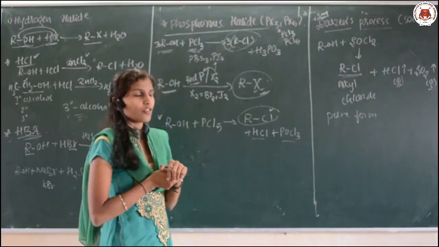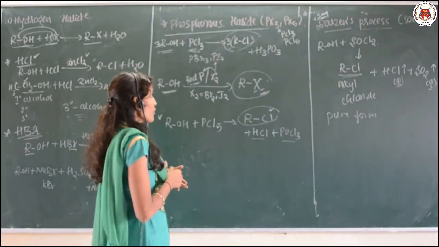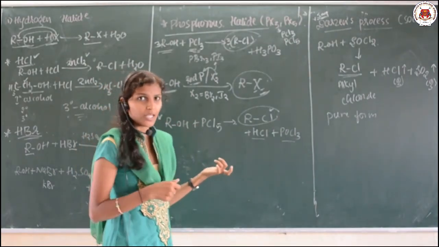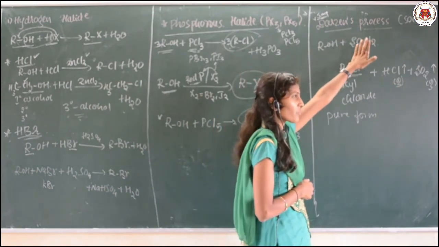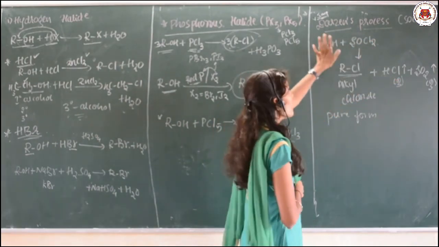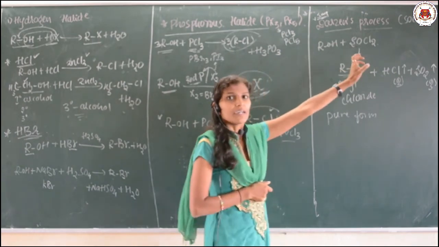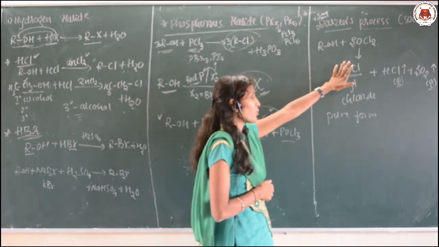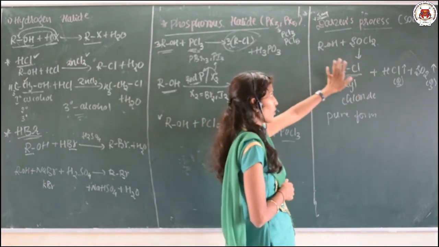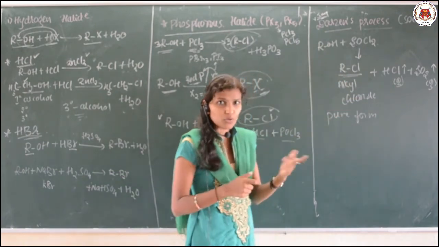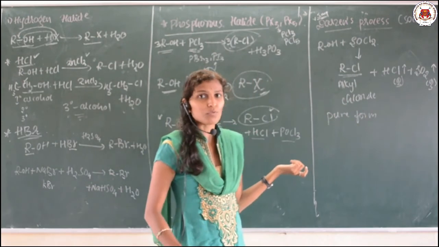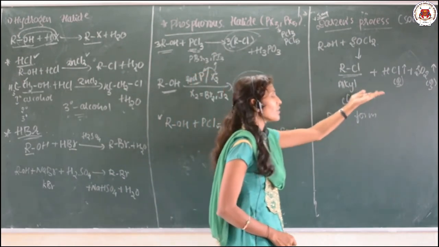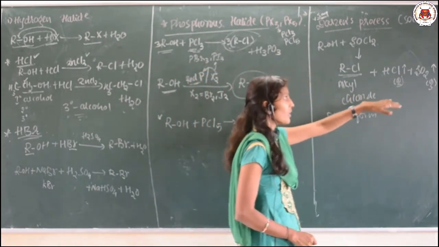So, by using phosphorus halides we can prepare the alkyl halide, and even by using thionyl chloride, that is in the Darzens' process, we can prepare the haloalkane or alkyl halide. This Darzens' process is very useful from the examination point of view, as well as for the preparation of alkyl halides, because here the pure form is obtained and the other two byproducts are gaseous, so they can easily escape.